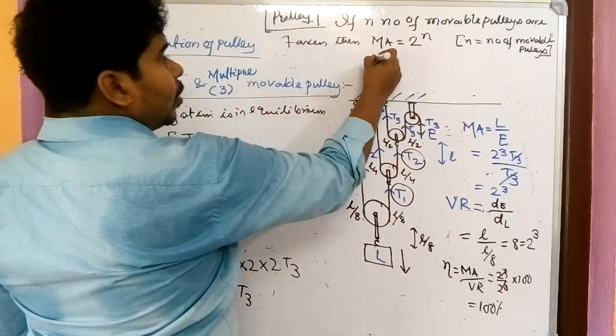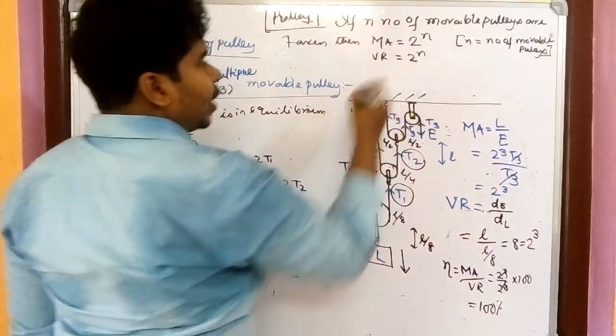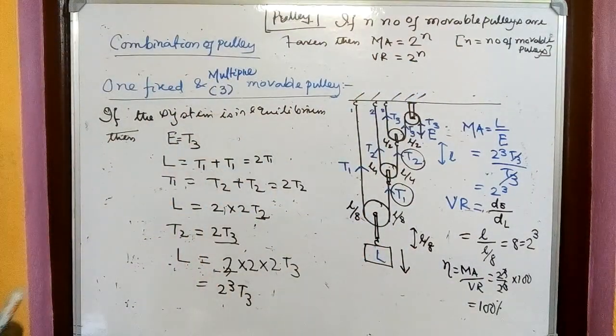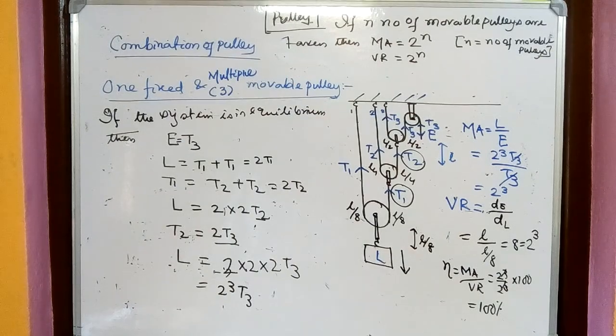Velocity ratio is also 2 to the power n, where n equals number of movable pulleys. So if you use 2 movable pulleys, then your mechanical advantage will be 4, velocity ratio will be 4. If you use 5 movable pulleys, then it will be 2 to the power 5 and velocity ratio will also be 2 to the power 5. Okay, so this is the calculation of one fixed and multiple movable pulleys. See the calculation, try to understand. If any problem, inform me.